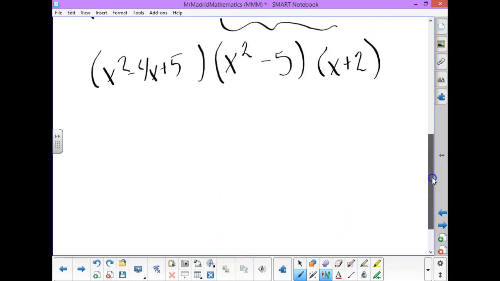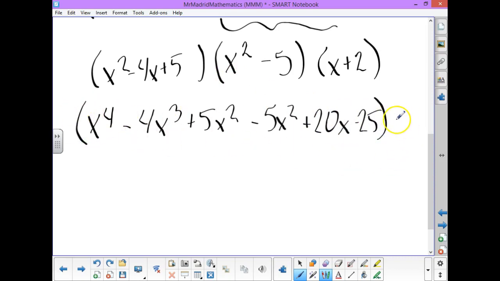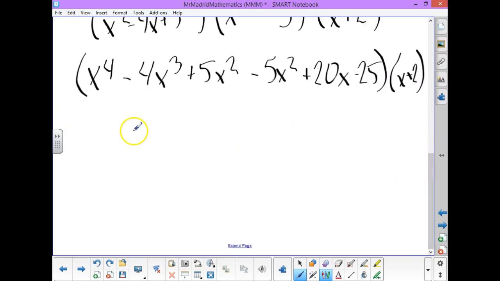So now we must continue carrying out the multiplication. Let's distribute. We'll ignore this one till the end. For now, I'm going to distribute this x squared to these three. So I've got x to the 4th minus 4x cubed plus 5x squared. Now the negative 5 will get distributed. I've got negative 5x squared plus 20x minus 25. So I don't forget, I'll bring this one down, although it's being ignored for a second.